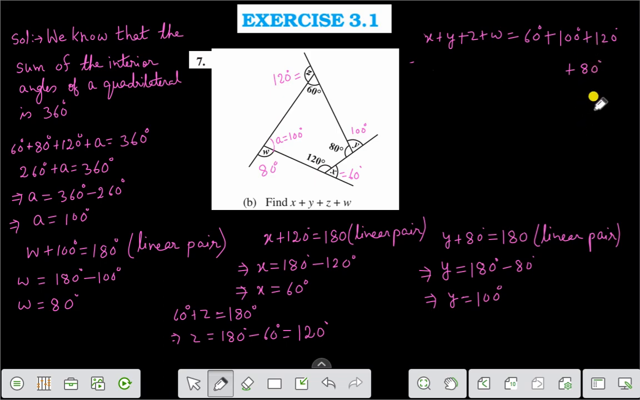If we add all these numbers, we are getting, here you see, 120 plus 100 plus 80 plus 60. We are getting 0, 8 plus 2 is 10, 10 plus 6 is 16, carry 1, it is 6, 1 2 3, 360 degrees. That is, we are getting the value of x plus y plus z plus w is equal to 360 degrees. And that is the answer.